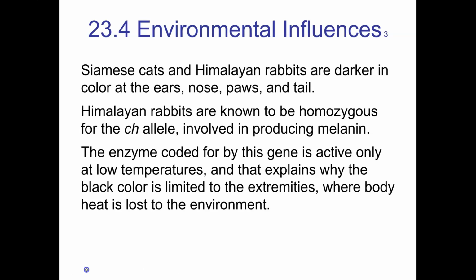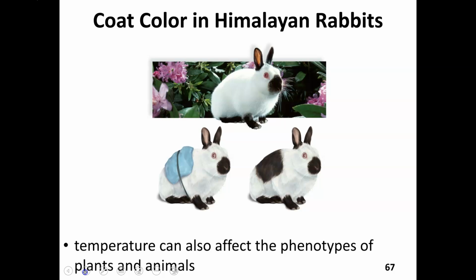So another example, Siamese cats and Himalayan rabbits. They have darker colors in their appendages that tend to get colder easier, like paws, tails, nose, and ears. And they're going to be lighter in their torso region, or the region of their body that keeps in the warmth. And you can actually run tests, their melanin production increases in areas where they have a cold environment.